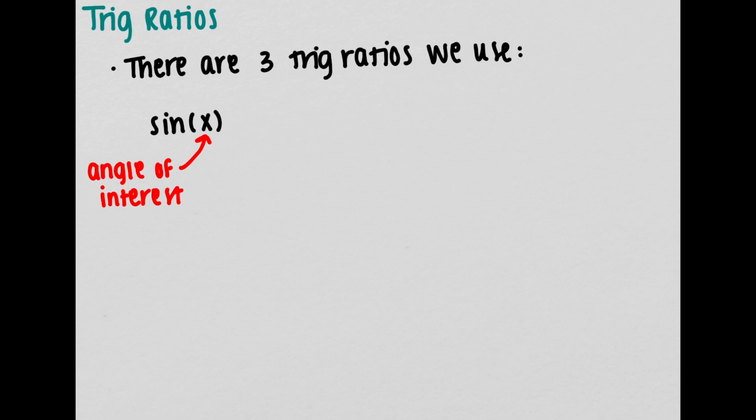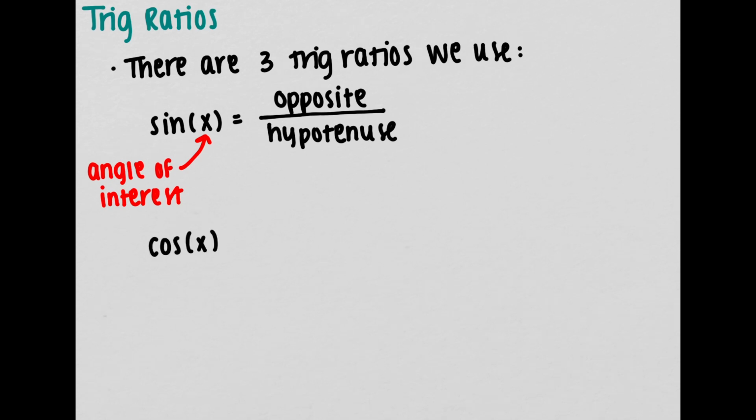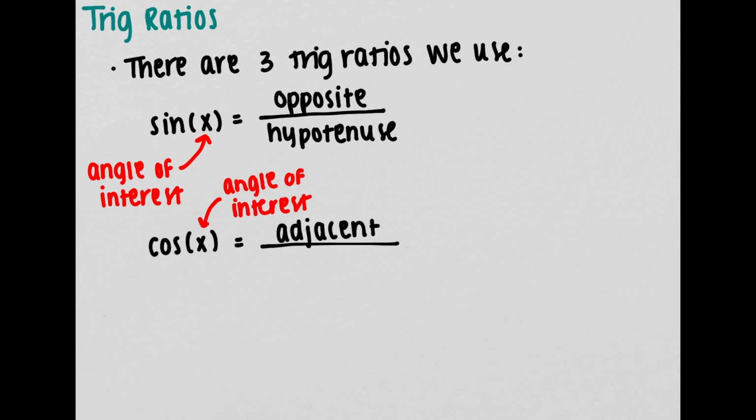And you need to know that sine, you take the opposite side. This is where we write our ratio or a fraction, and you put it over the hypotenuse. So this is our first one. You need to know that sine is equal to the opposite over the hypotenuse. Our second one is cosine of x, and remember that x is still the angle of interest. And cosine is equal to the adjacent side, so the A side, over the hypotenuse.